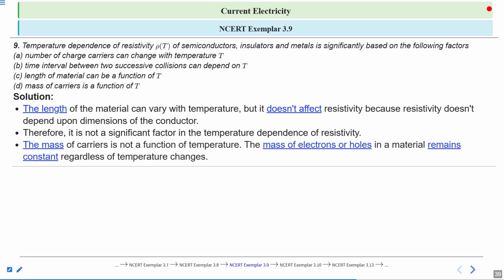The mass of the carriers is not a function of temperature. The mass of electrons or holes in material remains constant regardless of temperature changes. Mass will not change if we increase or decrease the temperature. So option D is also incorrect. Option C is also incorrect.